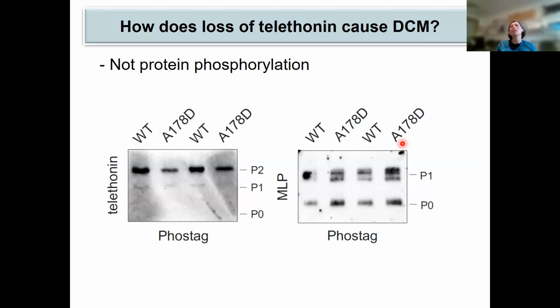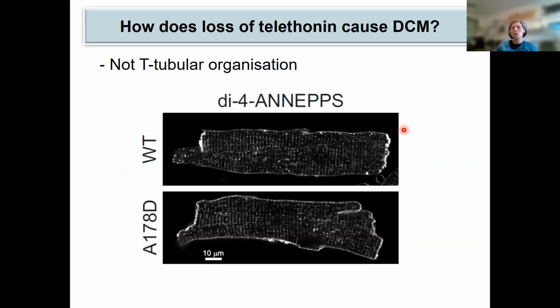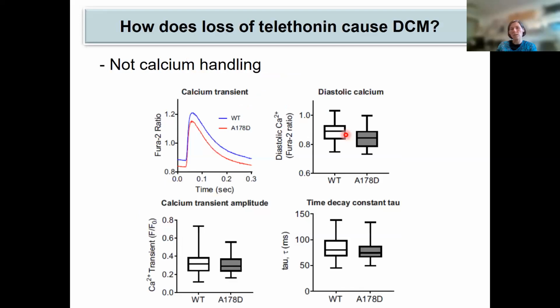So we thought, great, we now have the cause of DCM in our mice because it's down to the lack of telethonin. So we looked at all sorts of aspects of telethonin biology, telethonin function, to find out which of these processes are affected by the lack of functional telethonin. The first thing is, it's published in the literature that phosphorylation of telethonin is really important for its function, but its phosphorylation was very normal. Then telethonin has been implicated in being essential for T-tubular organization, but T-tubules look very normal.